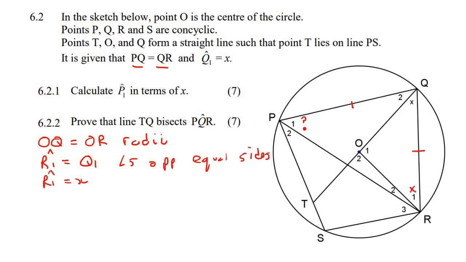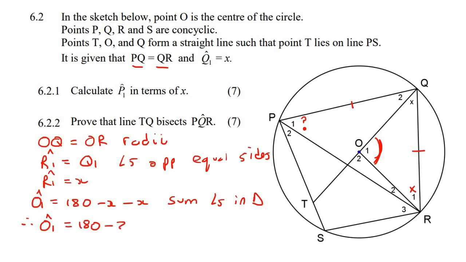So this is X. So then we can work out this angle by just using sum of angles in a triangle. So O1 will then be 180 minus X minus X. That is because of sum of the angles in a triangle. So therefore angle O1 is 180 minus 2X. So O1 is 180 minus 2X.